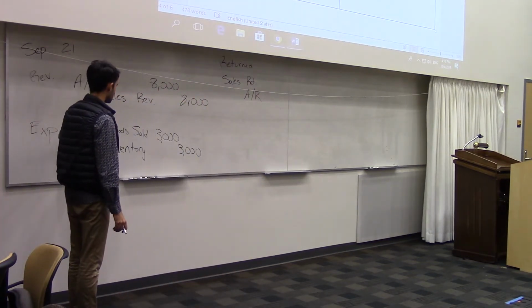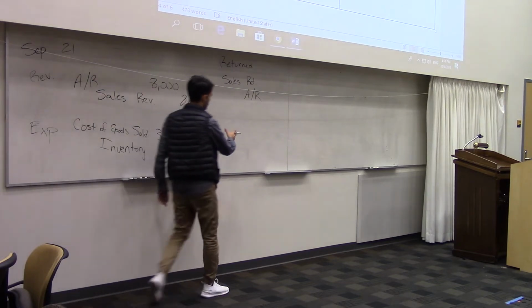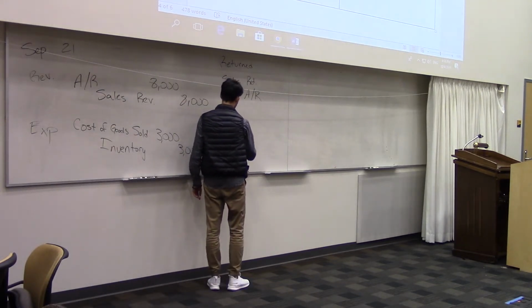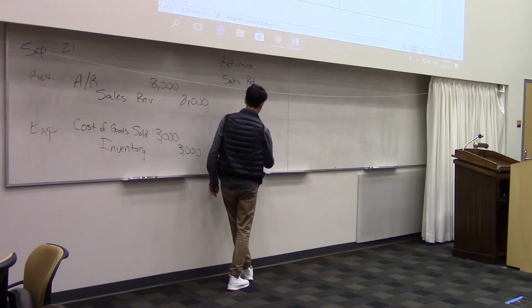So how about for my other journal entry? What am I going to debit? Inventory. Inventory, just flip it, and then I'm going to credit cost of goods sold.